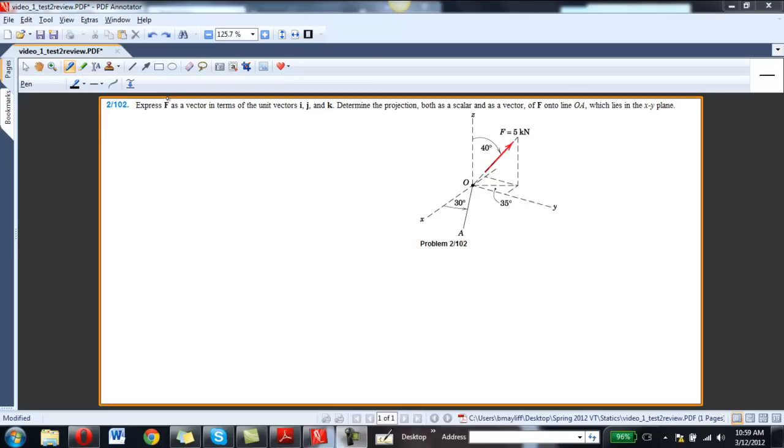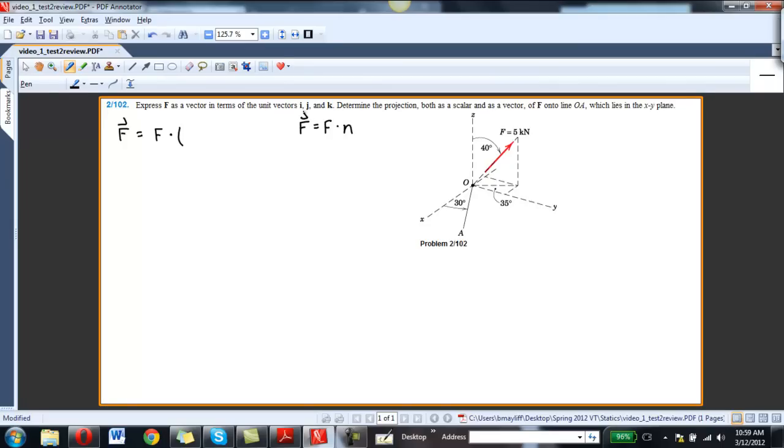So, we need to find F as a vector, so we'll start off by doing that first. And they give us these values here, the angles. So we'll just say F is equal to F times n, which is the unit vector. So this is essentially F is equal to F dot n.